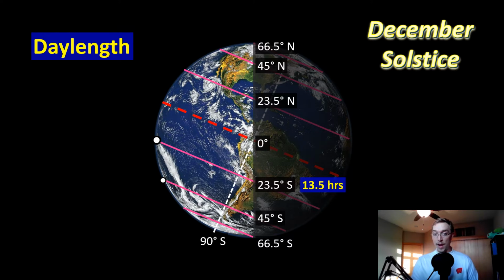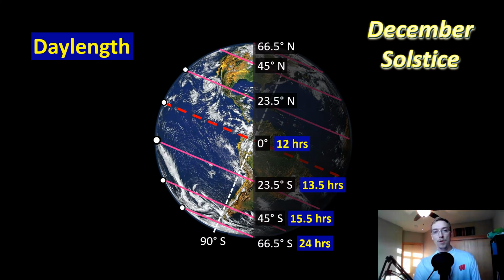Now, if we scoot down to 45 degrees south latitude, 15.5 hours long. We go down even further, 66.5, 24 hours. So at this point in the southern hemisphere, when it's their summer, that Antarctic Circle, if you call it, receives 24 hours of daylight. The equator, 12 hours.